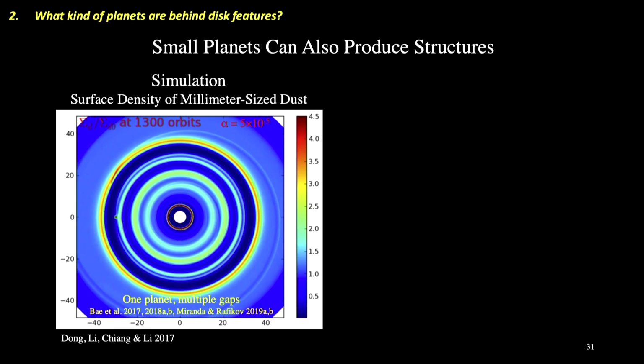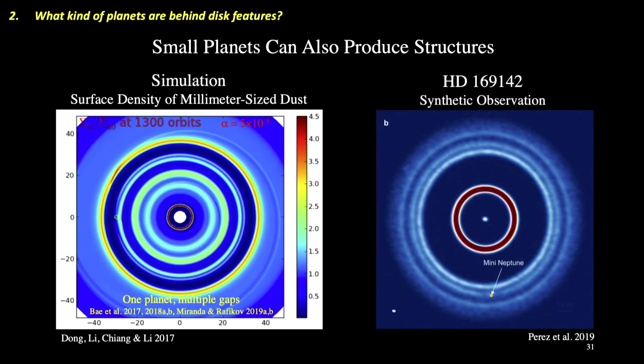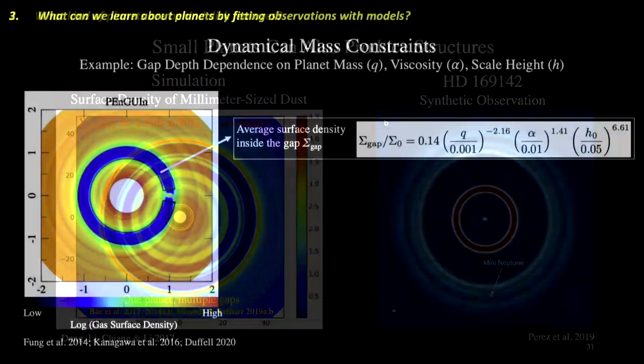So can we observe such a phenomenon in the real universe? Well, this is an ALMA high-resolution image of HD 169142. The outer disk shows a set of 3 narrow rings sandwiching 2 narrow gaps. And now this is a synthetic observation with a mini-Neptune mass planet at tens of AU in this disk, and it is able to produce this set of 3 rings sandwiching 2 gaps.